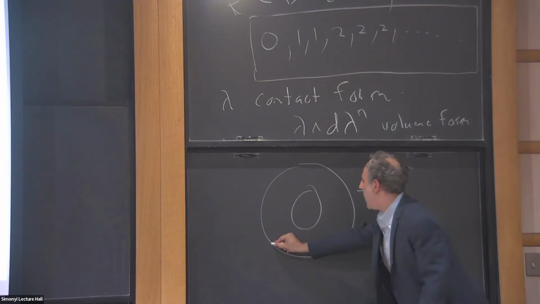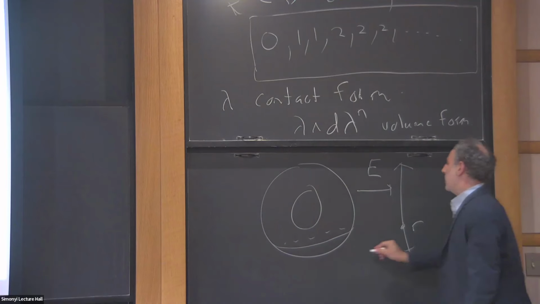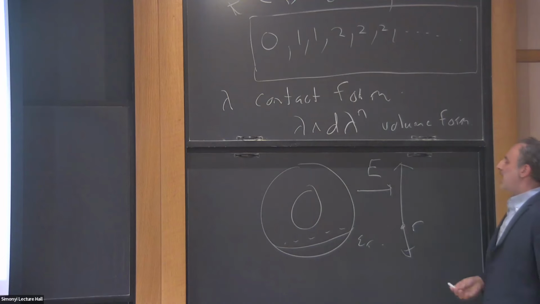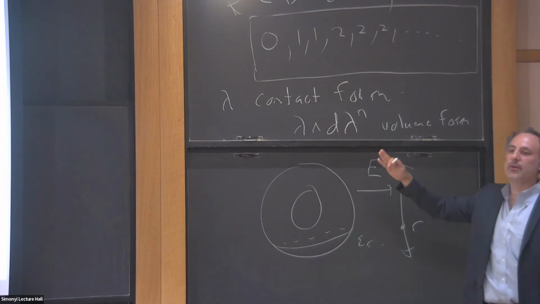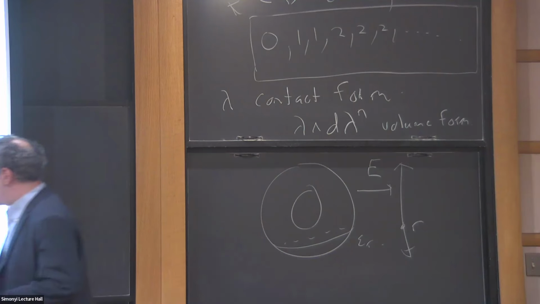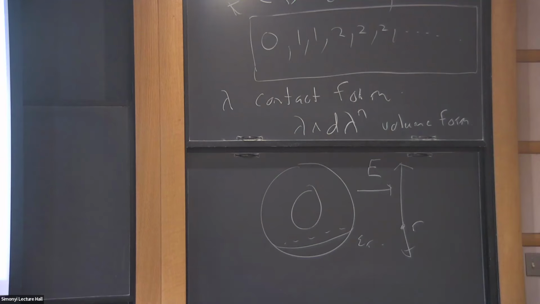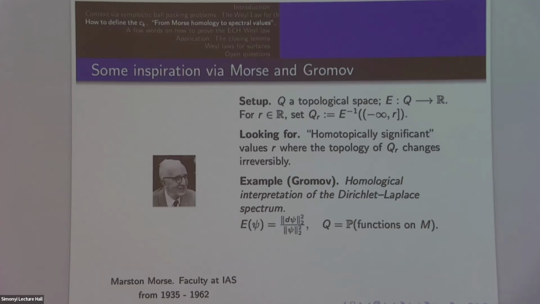And then you imagine I look at some sub-level sets. Here's E sub r, and I try to extract the values where the topology changes. Those are the homotopically significant ones, and those are going to be particularly of interest. And this point of view is a very good starting place for thinking about the construction of these ECH spectral invariants.